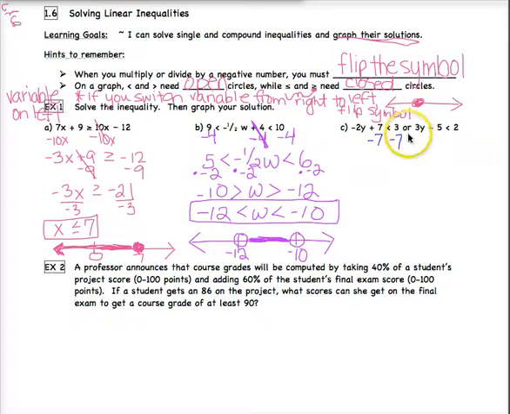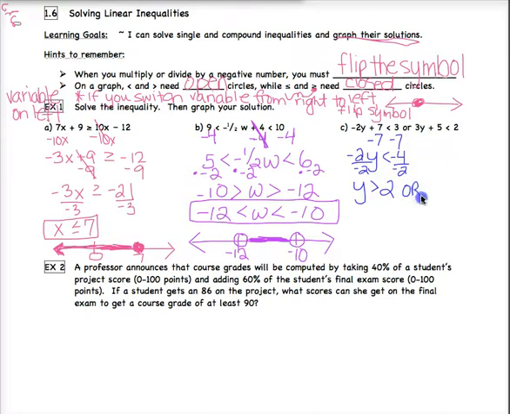Now again, this is an OR, so it's separate. So I'm solving this first one first. Negative 2y is less than negative 4. Then I need to divide by negative 2. Again, when I divide or multiply by a negative, I flip that symbol. So y is greater than positive 2.